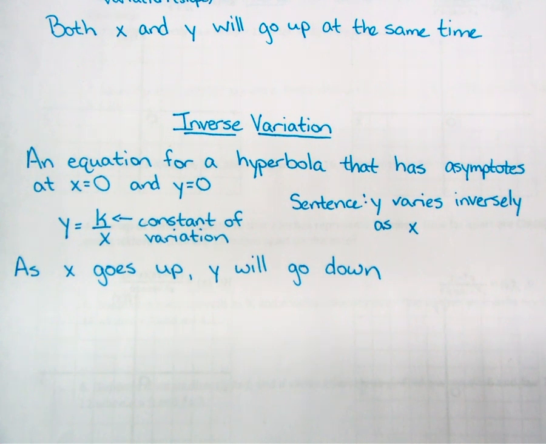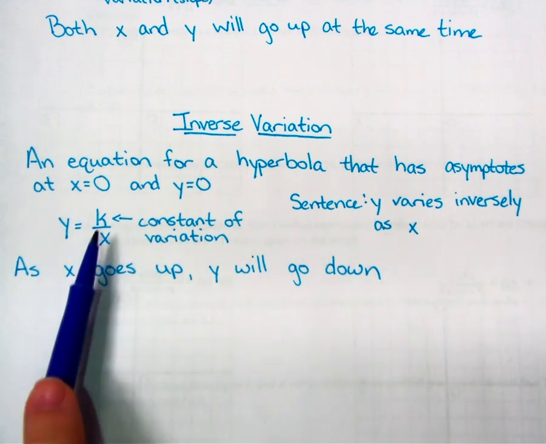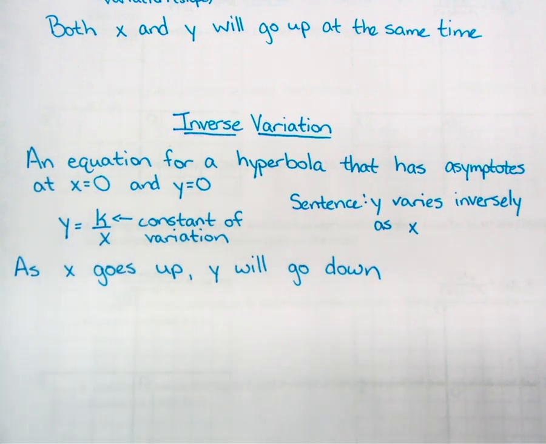Now the sentence that would give us the inverse variation is y varies inversely as x. Again, the position of the x and the y, the first variable, and for y, the x is the second variable. We have y equals k over x. That's because we need that variable in the denominator to be a hyperbola. Then as x goes up for inverse variation, y will go down. So remember, in direct variation, they both go up at the same time. They both go down at the same time. Inverse variation, as one goes up, the other one goes down.